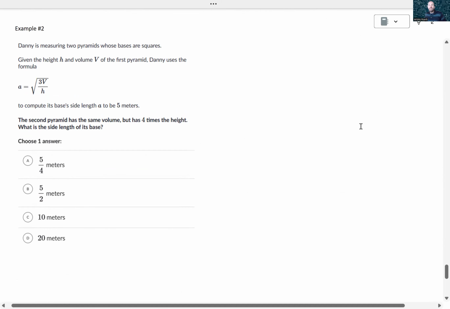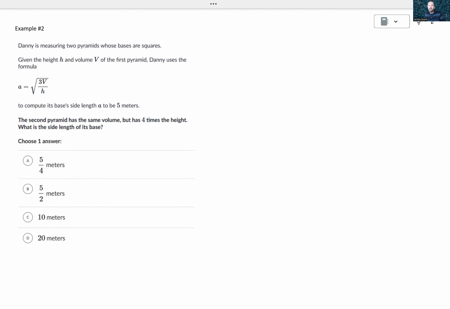This is a literal equation that you typically see in geometry. I think we're going to look at another one that we see in physics as well in a little bit here. But this is one we see in geometry. So Danny's measuring two pyramids whose bases are squares. We're given the height h and the volume v of the first pyramid. Danny uses this formula to compute the side length a to be 5 meters.